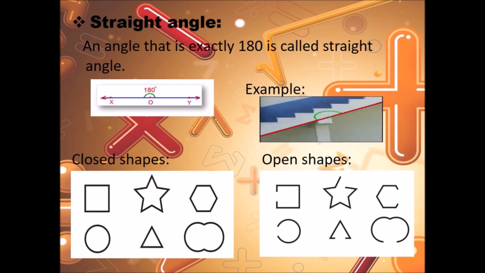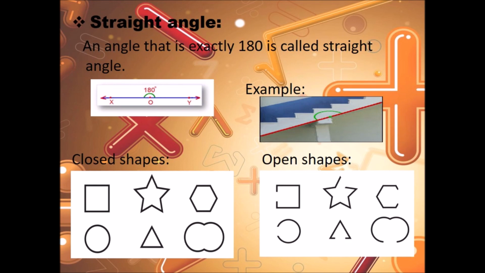Next we are going to see about straight angle. What is meant by straight angle? 180 degrees is called a straight angle. See the picture of 180 degrees. If you draw 180 degrees, you get a straight line. So we call this angle a straight angle.